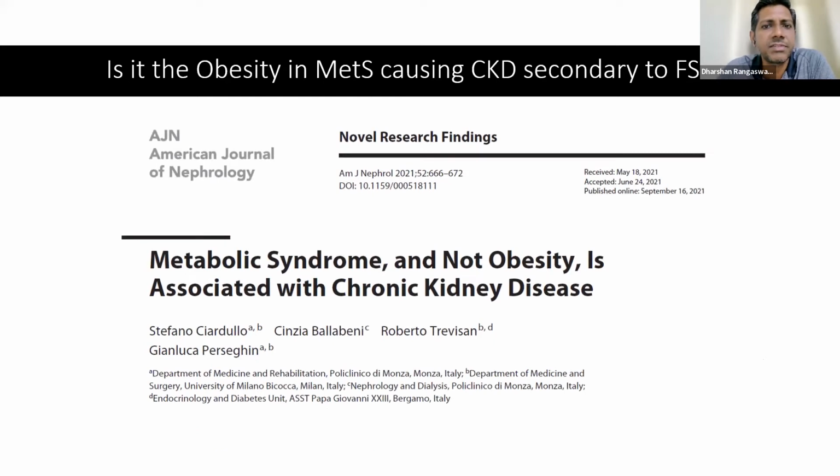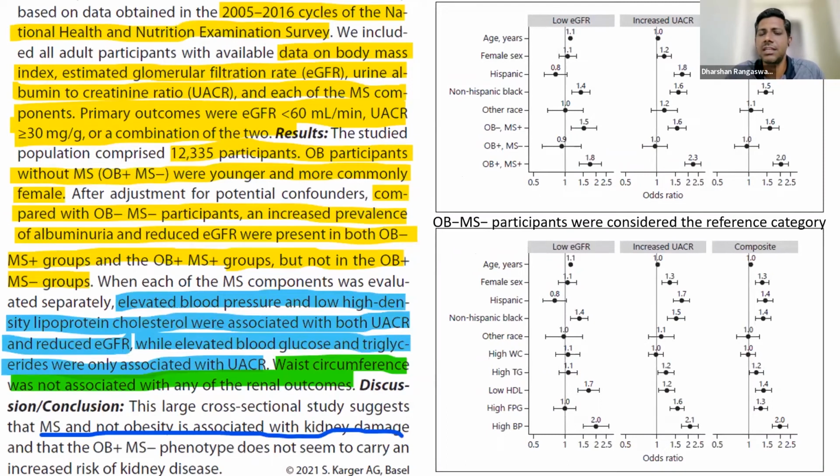So this is a beautiful paper which was published last year in the American Journal of Nephrology, and which looked into how it's the metabolic syndrome and not the obesity which is associated with chronic kidney disease. This was a study from Italy, and I'm sorry for the busy slide. You don't have to look through the left side of the paper. What you could look through is the right side, the logistic regression model, where you can see in the forest plot that the reference category is not being obese and not having metabolic syndrome.